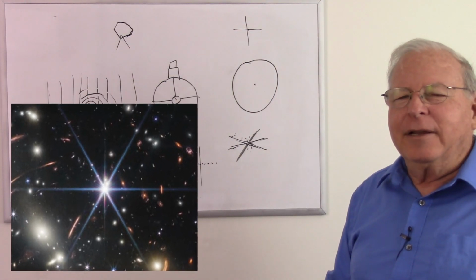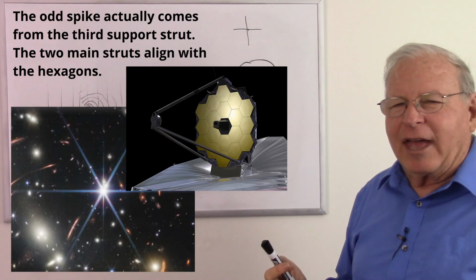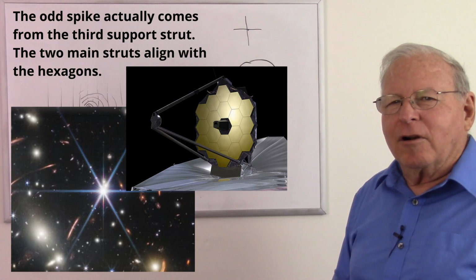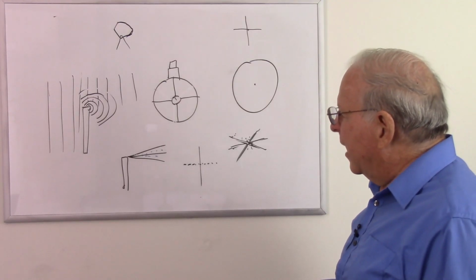Here's an image from the James Webb Telescope showing all of the diffraction spikes. The 6 big ones are from the fact that the mirror segments are hexagonal, and the 2 little ones are from the supports for the secondary mirror. So that's what diffraction does for us.